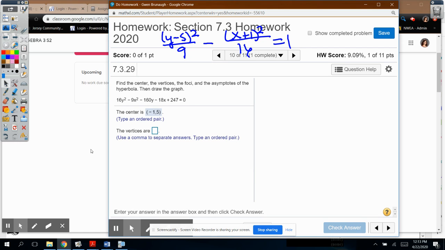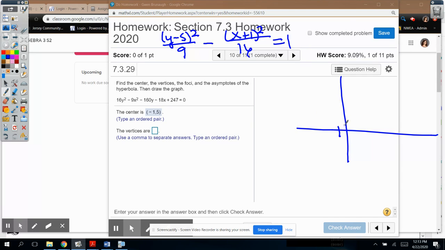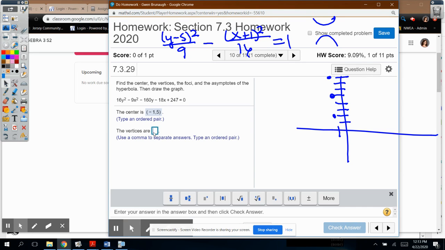Now they want to know where the vertices are. Vertices come from the A. We're going to do a little sketch to get here. So I'm at negative 1, 5. Okay, it's in the y direction because y is first. So I'm going to go up and down 3 for my vertices. Okay, so I'm still over negative 1. The number that's changing is in the y spot. I was at 5, but I'm going to go up and down 3 because I didn't write that down.